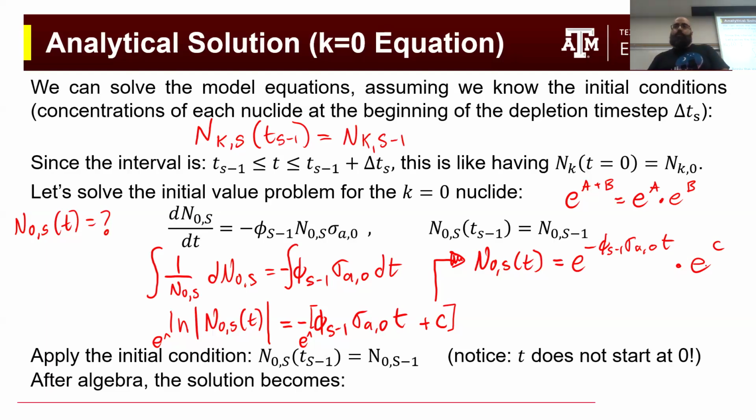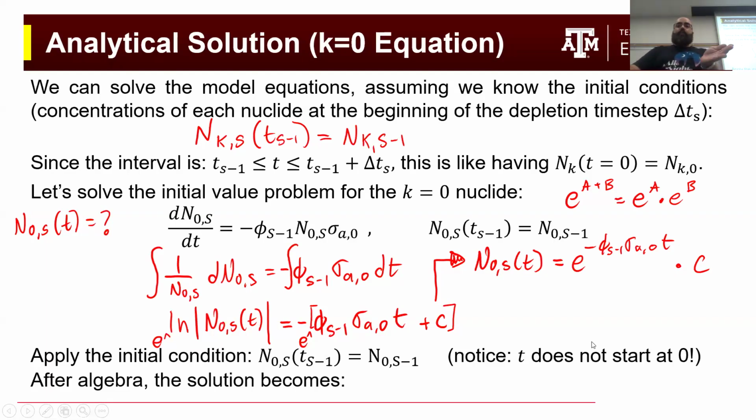And c is a constant, so e to the c is also a constant. So if you wanted to, you could just take this e to the c and replace it with just a constant c. Just like what we were thinking, that's going to look like an exponential, and it does. The only real thing that complicates finding this constant c is that our initial condition doesn't start at 0. It starts at t of s minus 1.